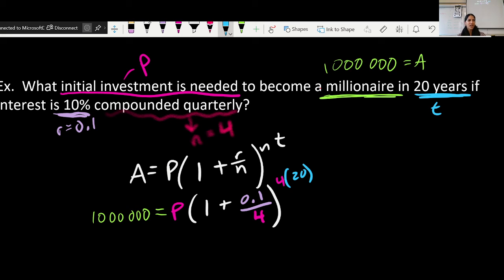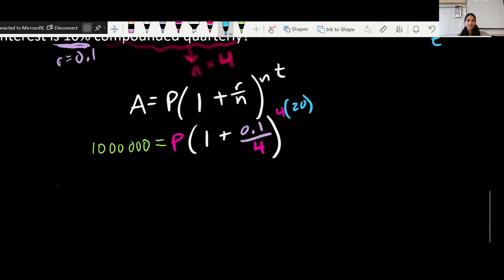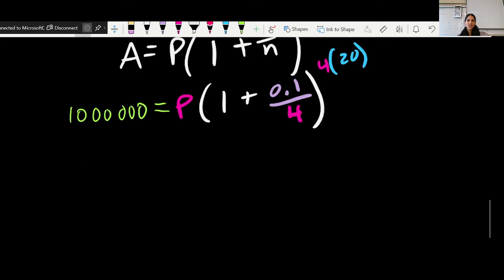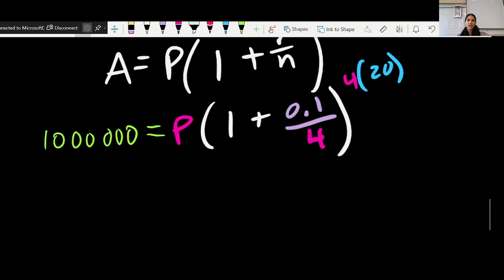So the hard part is sorting through the information and checking to see that you know what you're looking for and what you've got. And then the rest of this, do you see we're sort of repeating the same pattern? But this time, the answer is given. We're working backwards to find P. So the calculations will require a bit more thought. Do you have questions about this so far? Are we all good with how we got that?